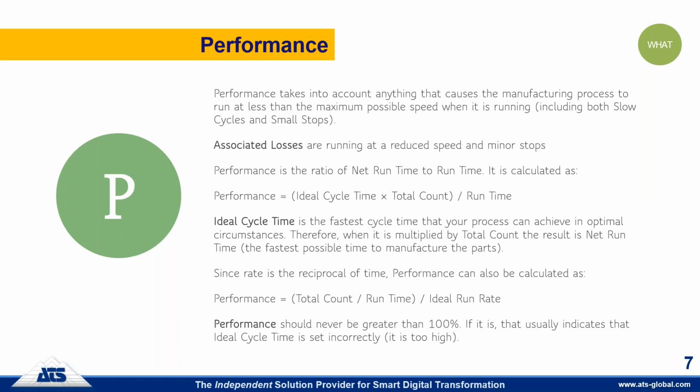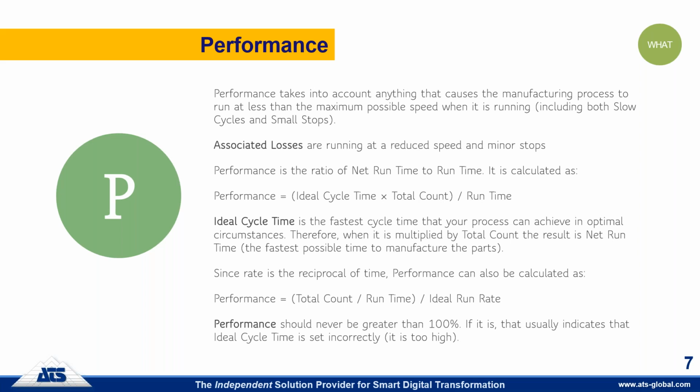So the next one is performance. Performance takes into account anything that causes the manufacturing process to run at less than the maximum possible speed when it is running. So this includes both slow cycles and small stops. The associated losses with performance are running at reduced speed and minor stops. Performance is the ratio of net runtime to runtime. So it's calculated as performance equals ideal cycle time times total count divided by the runtime.